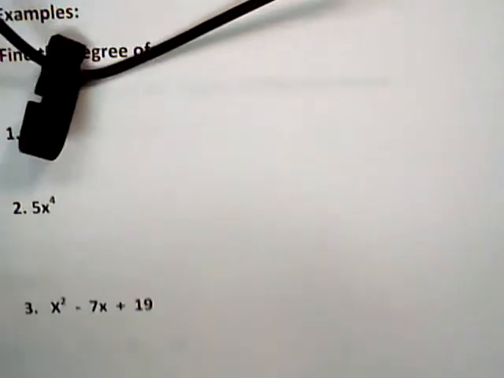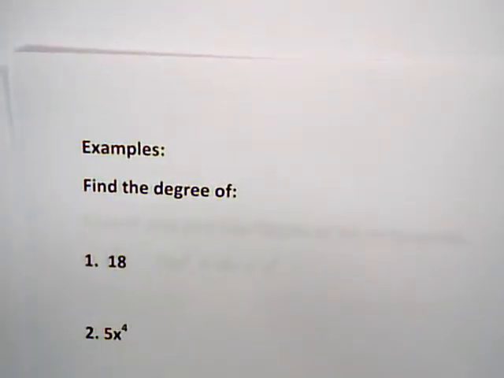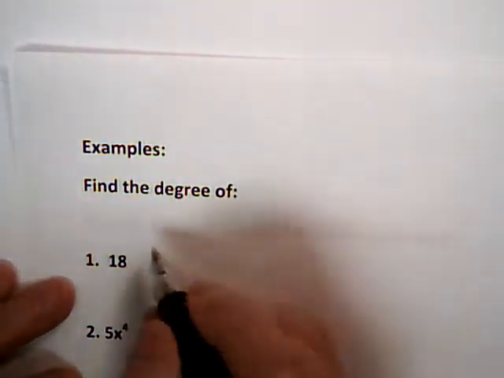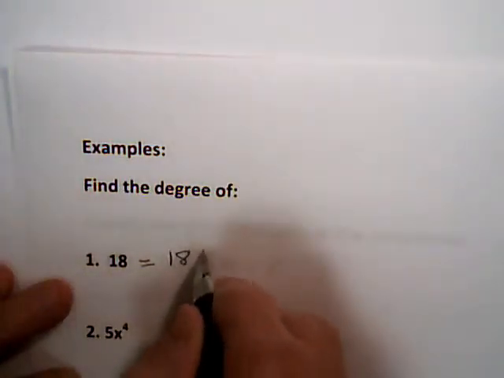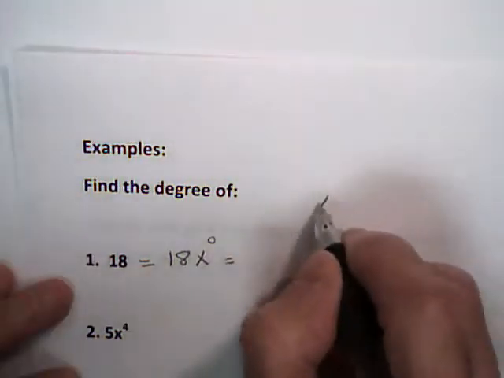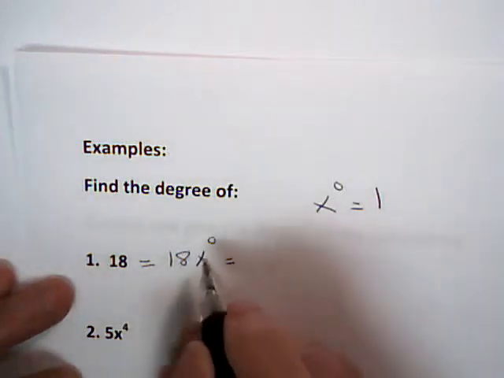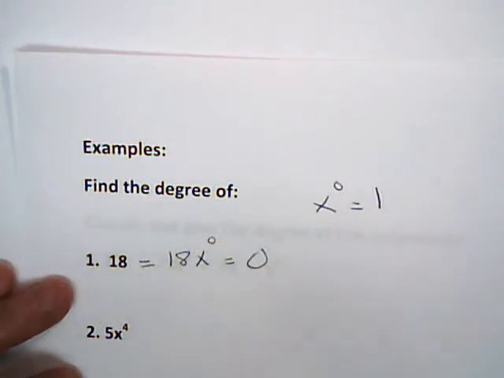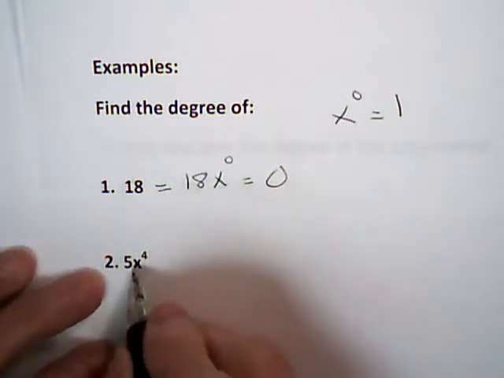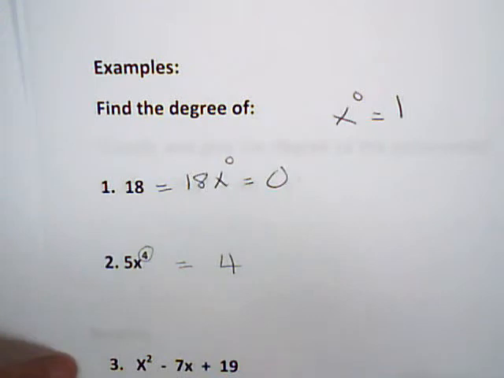Okay, we're going to work some problems now. And these problems are going to be like those that you'll see in homework. Find the degree of 18. Now remember, this is a constant. 18 is the same as 18 times x to the 0. And x to the 0 is always 1. So, the degree of a constant is always 0. Always 0. 5x to the 4th, the degree is sitting there as a 4.